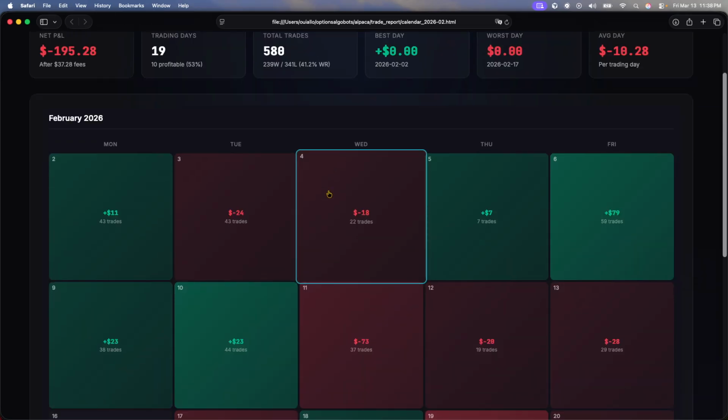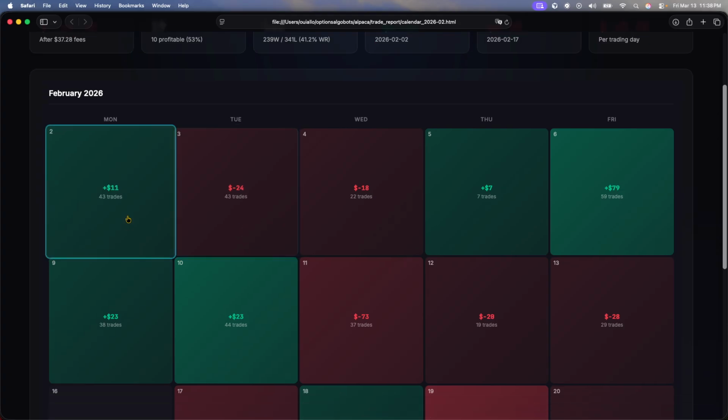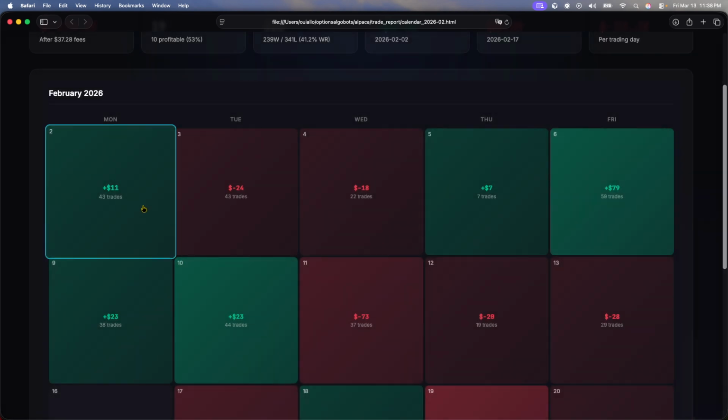So I created this calendar that allows us to really granularly go over our trades. Let's look at the first day, for example. I know I was just talking about Kid, but you see Kid here, it led the first day that I was able to trade, back on February 2nd. So we had 43 trades, and we're up $11.